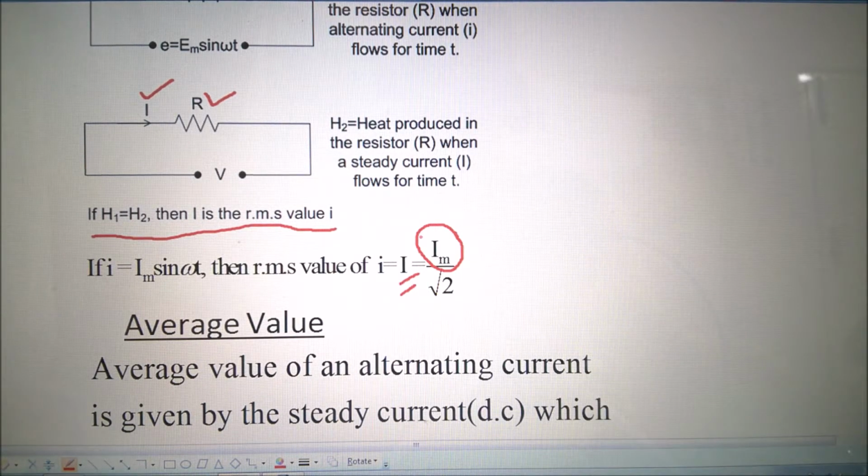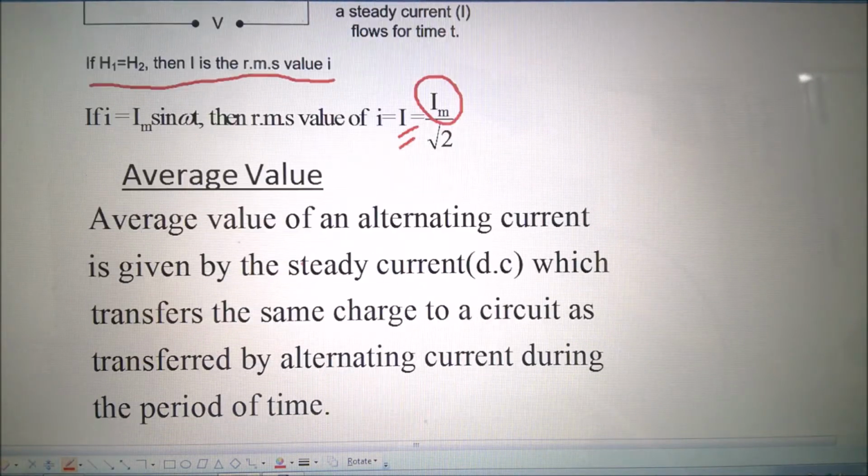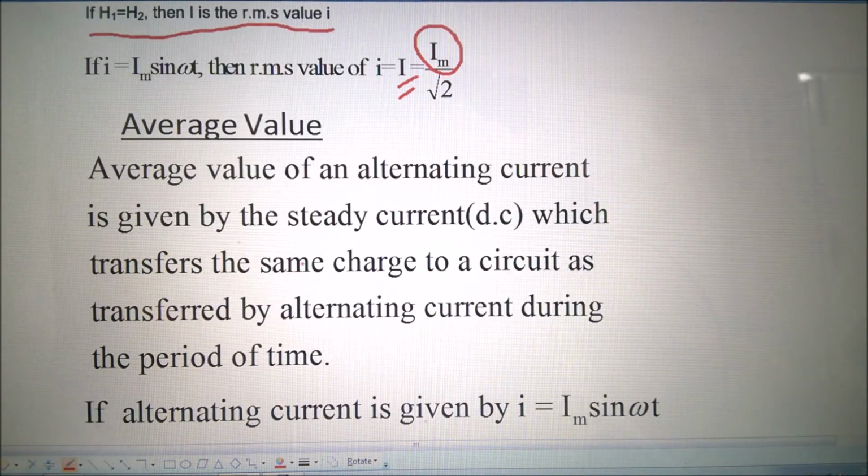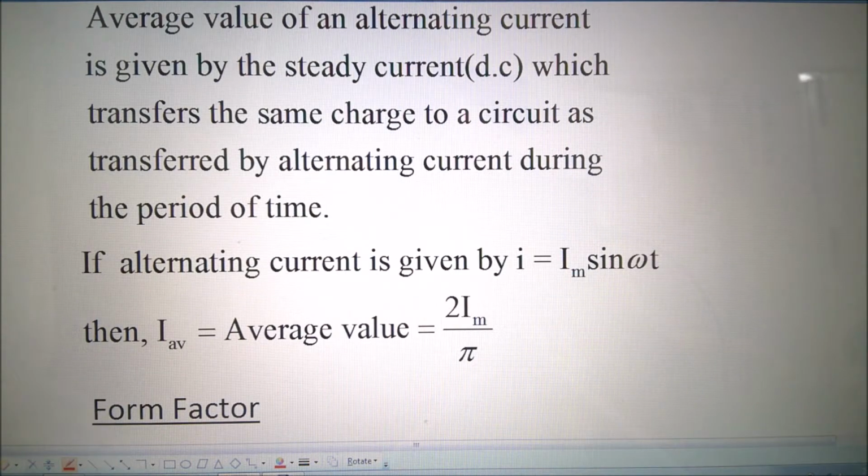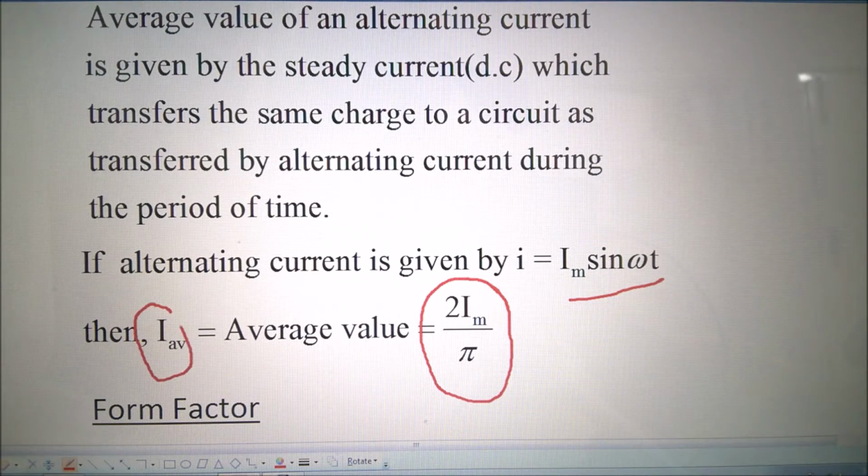Now another concept is the average value. The average value of an alternating current is given by the steady current which transfers the same charge to a circuit as transferred by the alternating current during the period of time. Now if the alternating current is given by this expression, then we can find the relation between the average value and the DC current. Now you can see that the average value is 2 into Im, Im being the maximum value, divided by pi.